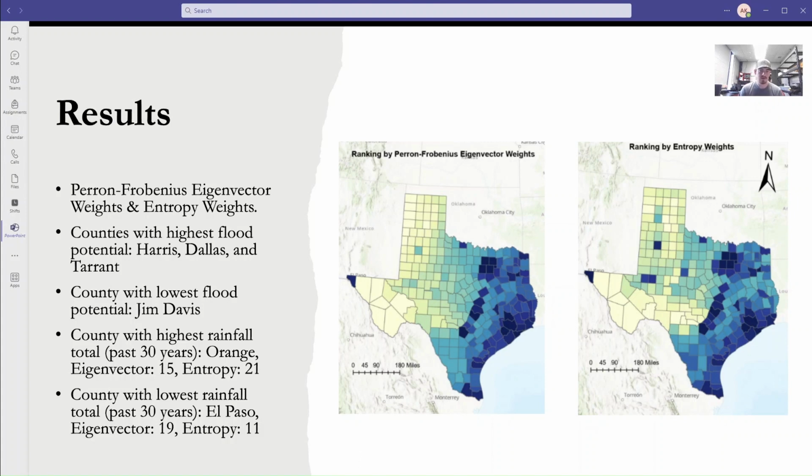It had the lowest percentage of impervious, even though it didn't have the lowest population value. For a comparison, I decided to add the county with the highest amount of rainfall in the last 30 years, which is Orange County, located very close to Beaumont. The eigenvector rank was 15, and the entropy rank was 21. I also wanted to point out a county that was really an outlier in our data, El Paso County, which had an eigenvector rank of 19 and an entropy rank of 11.